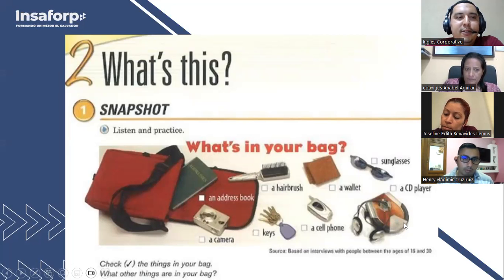I think that the CD player doesn't exist anymore, right? The Discman or Walkman were the ones that were made by Sony, right? The Walkman, the one that was created by Sony.